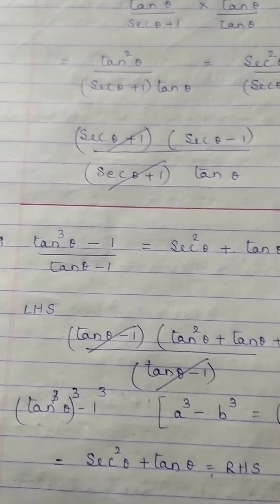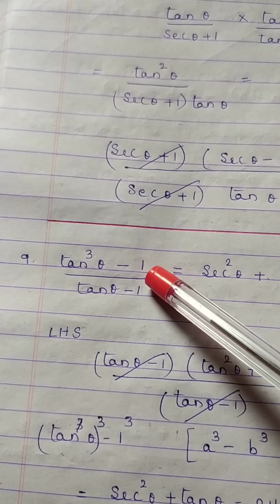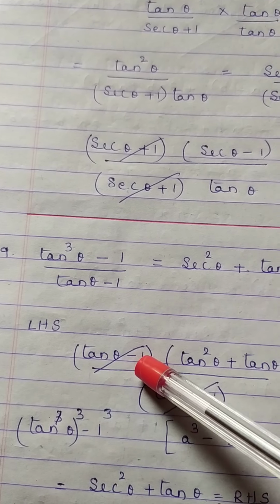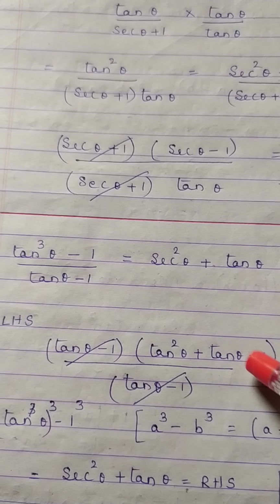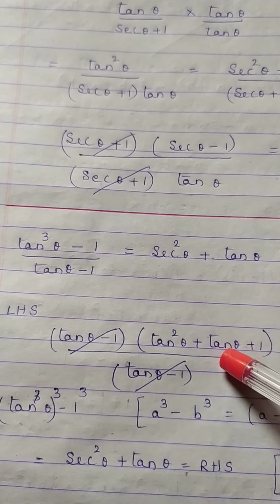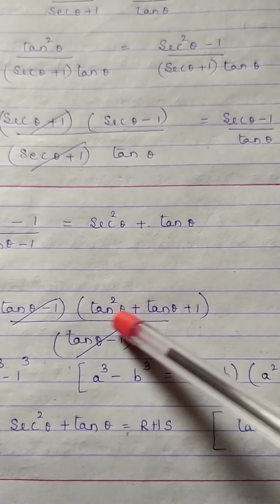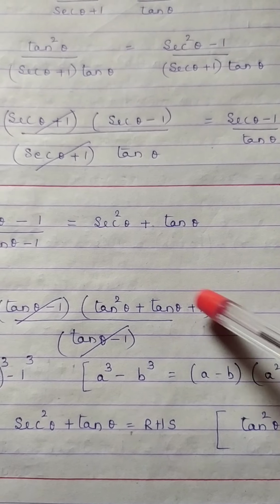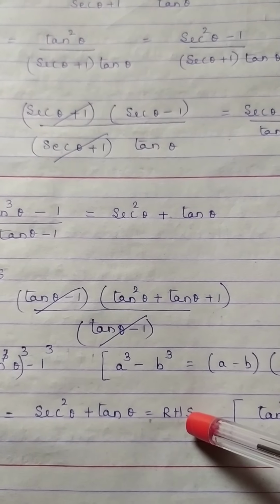Okay. Question number 9. This can be written as A cube minus B cube, where your B is 1. So A minus B into A square plus AB plus B square. Your B is 1. So tan theta into 1, I get tan theta. Okay. Now these both get cancelled. I have this as the term in my LHS. 1 plus tan square theta is secant square theta plus tan theta. So you get your RHS.